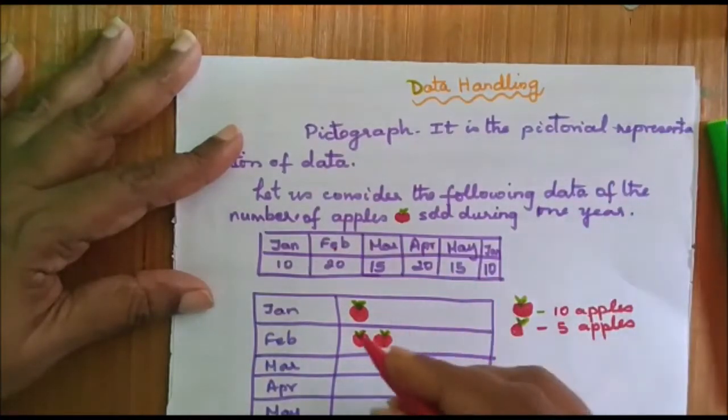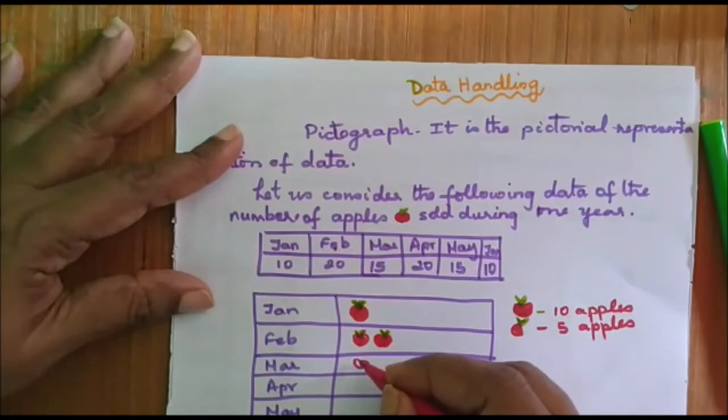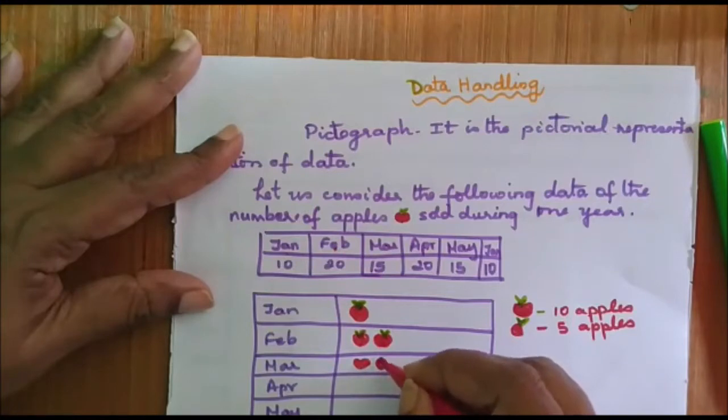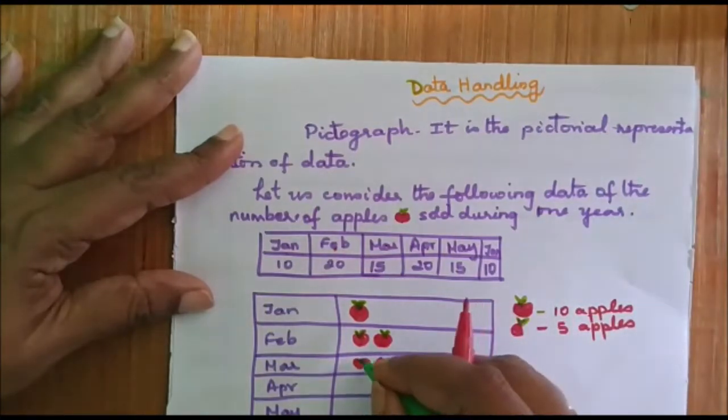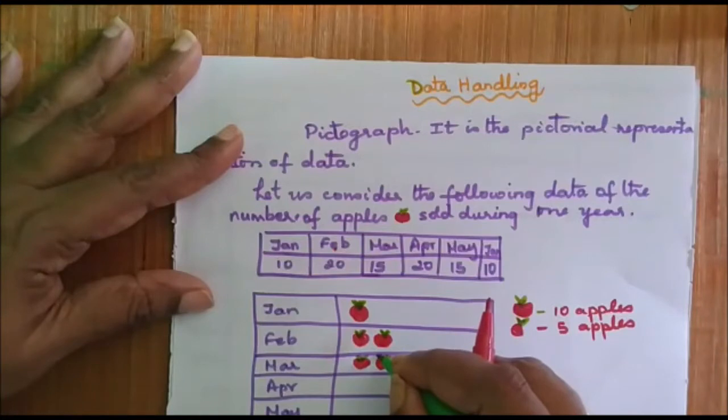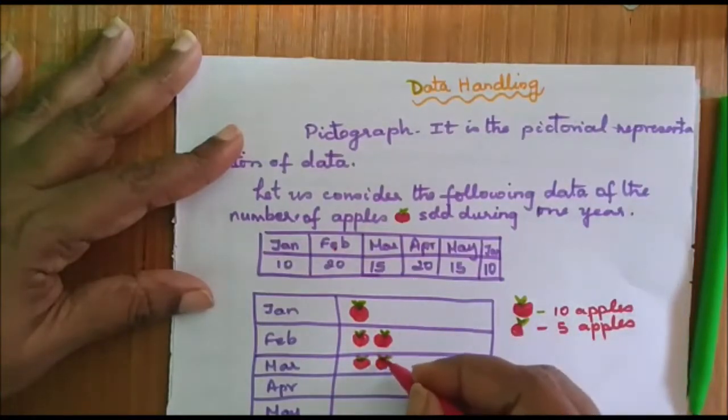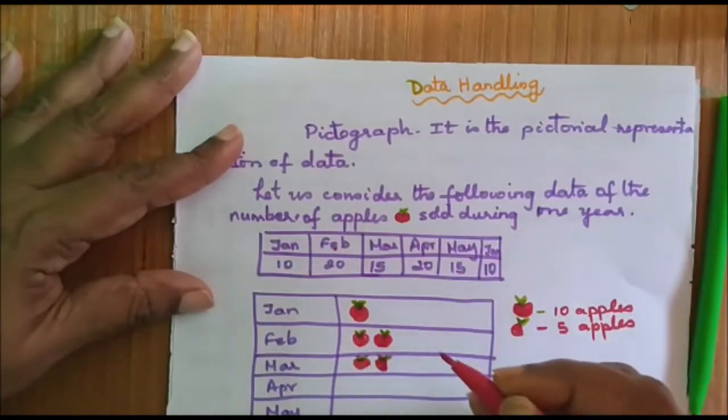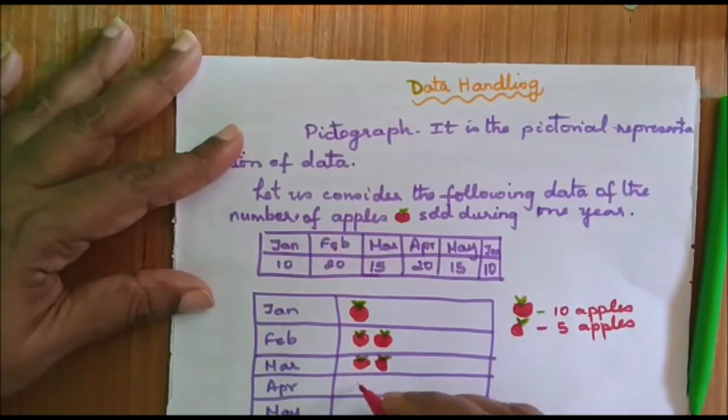Then it is March. Now how can I represent 15 in this diagram? I will draw one apple and a half apple, so that it will represent 15 apples. I hope you understand. Then I have 20 apples in April. So I can draw 2 apples.